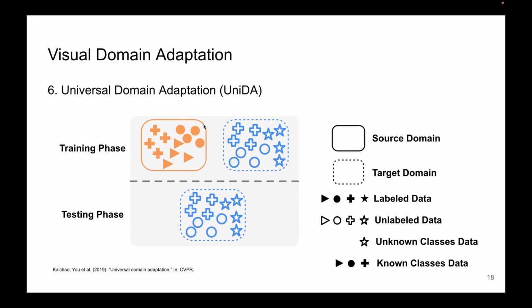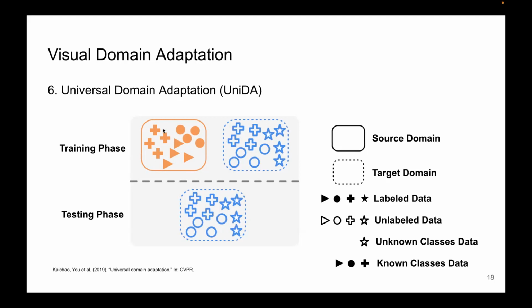In this case, you can see that each of the domains, the source domain has 3 classes. The target domain also has 3 classes. And they share 2 classes, the cross and circle. So we call them common classes or shared classes.